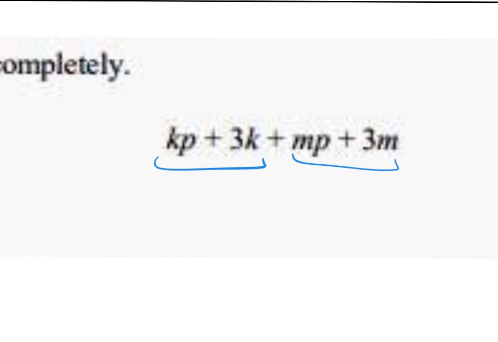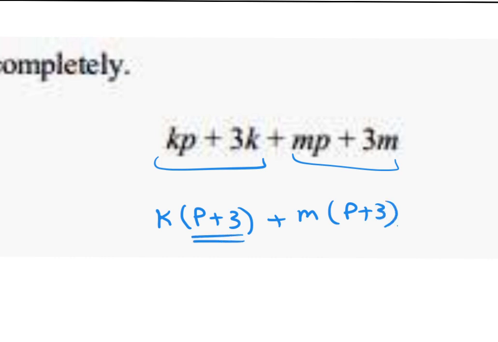kb plus 3k, what is the common factor? k. So we have b plus 3. For the last two, we have m common, so b plus 3. Now this b plus 3 is a common bracket, so take this bracket, then you have k plus m.